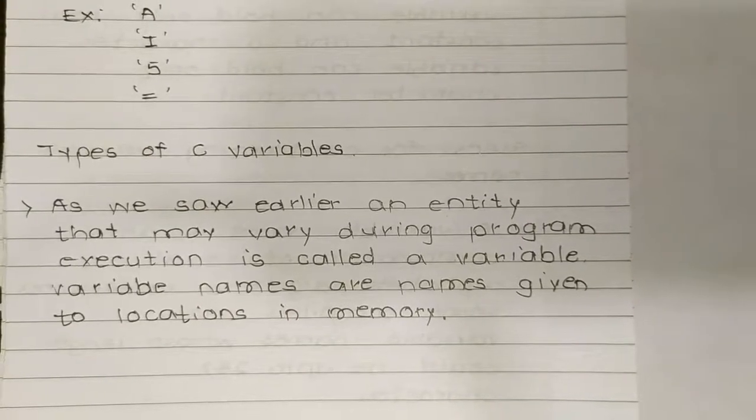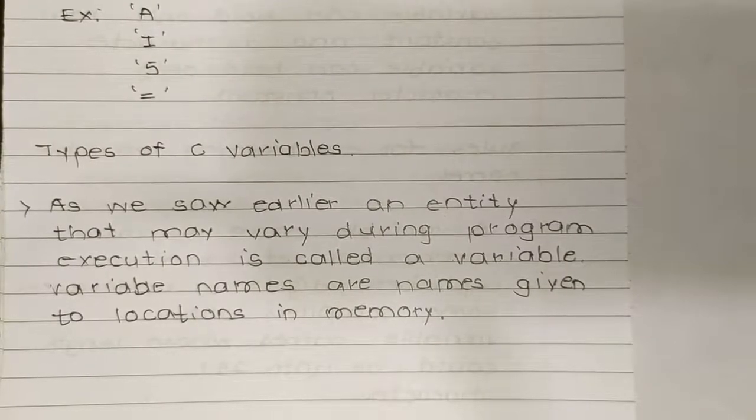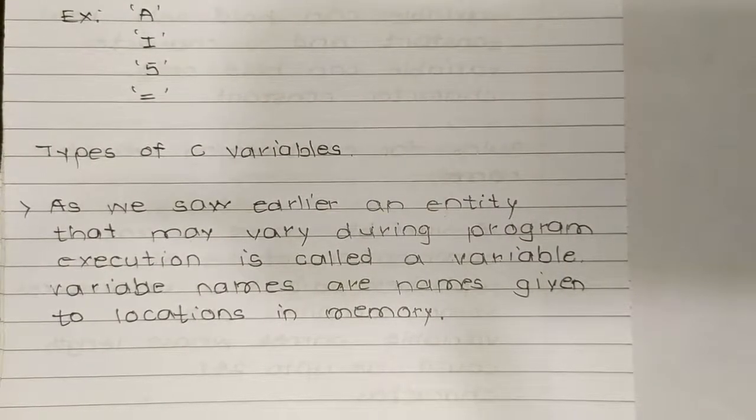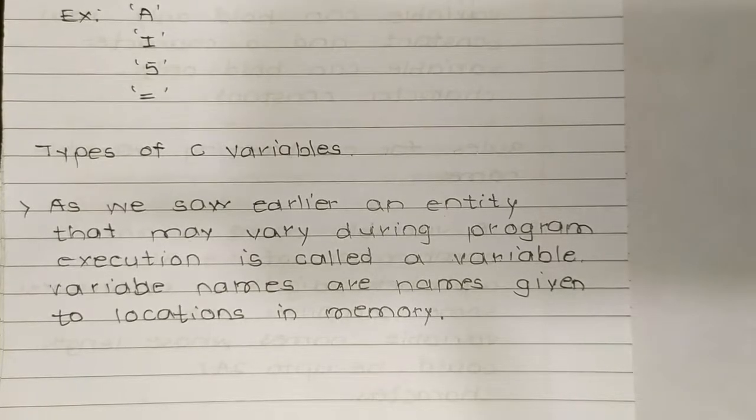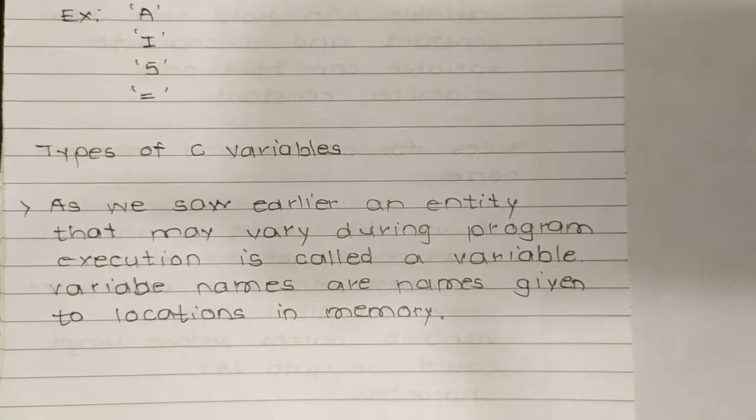Types of C variables. There are various types of C variables. As we saw earlier, an entity that may vary during program execution is called a variable. Variable names are names given to locations in memory. So when variable names are given, they are stored in locations in memory.